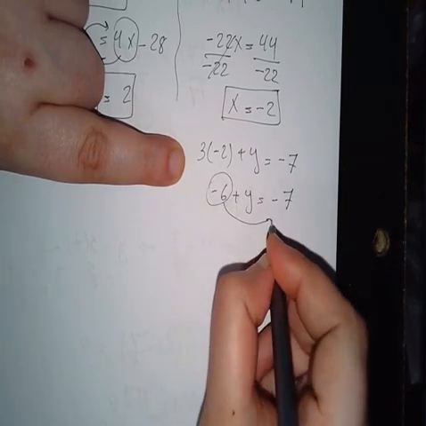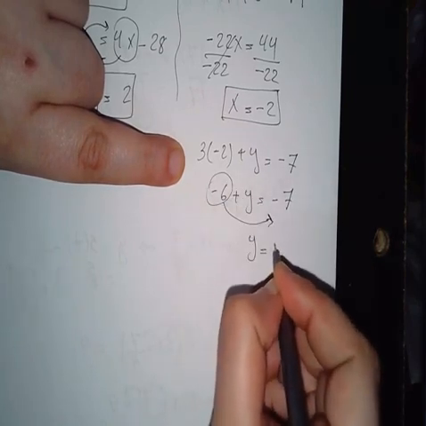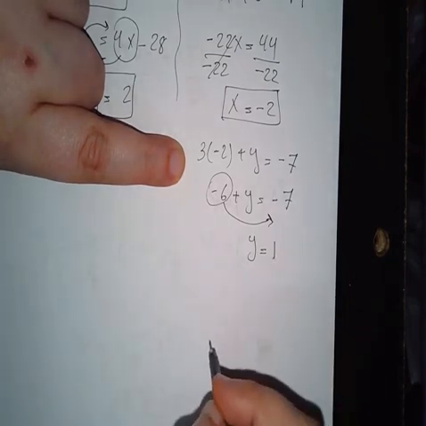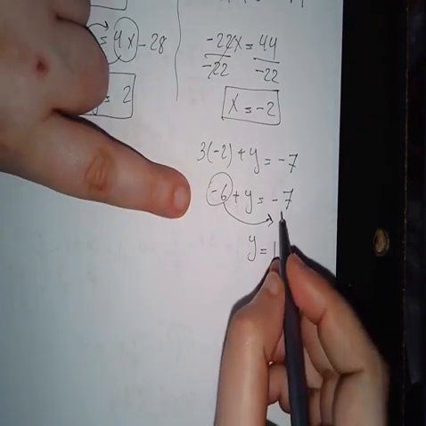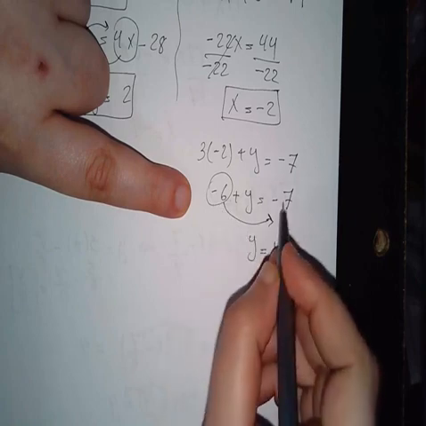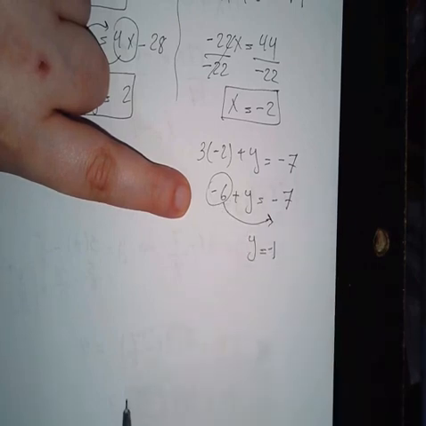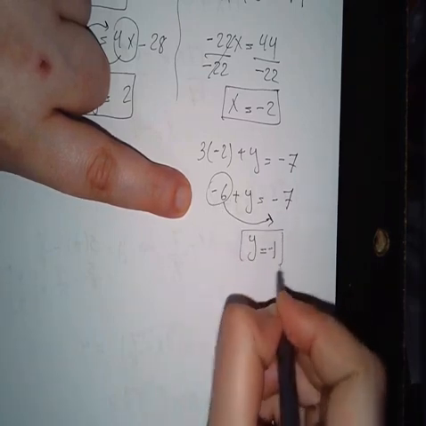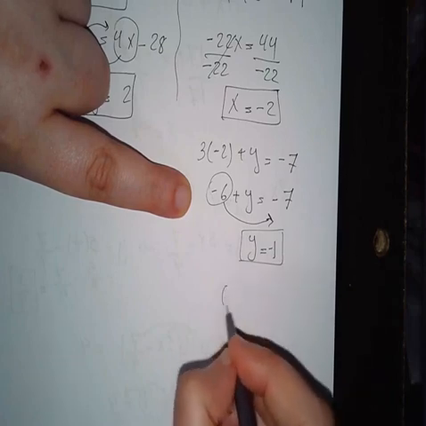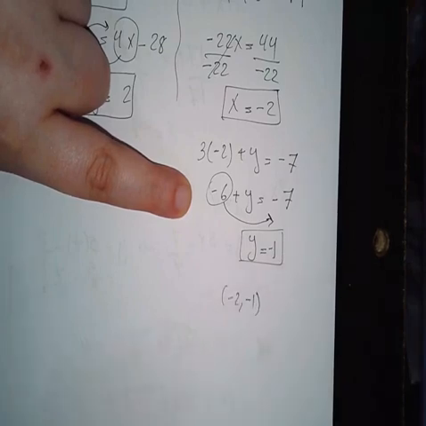Move this to the opposite side, and y is obviously 1. Now, we have negative 7, positive 6, the difference is going to be negative. So y is negative 1. So the point is negative 2, negative 1.